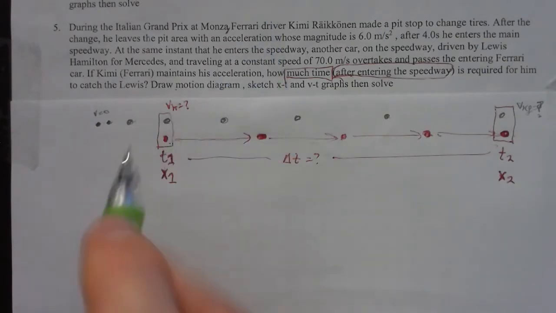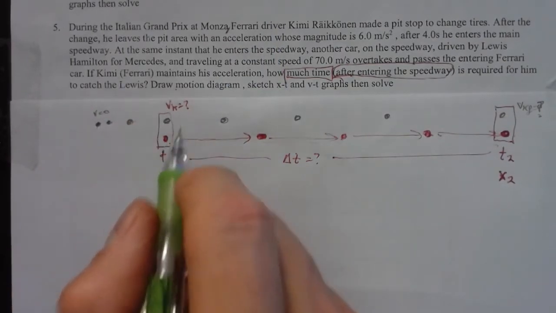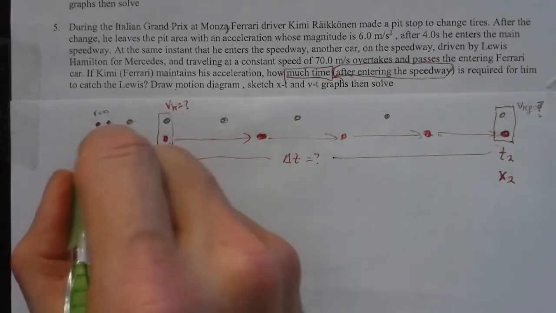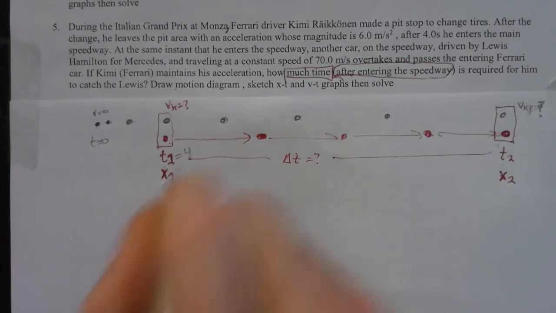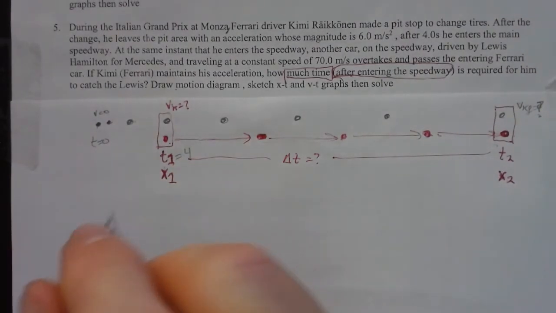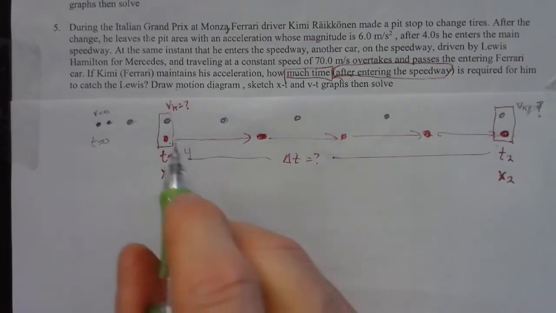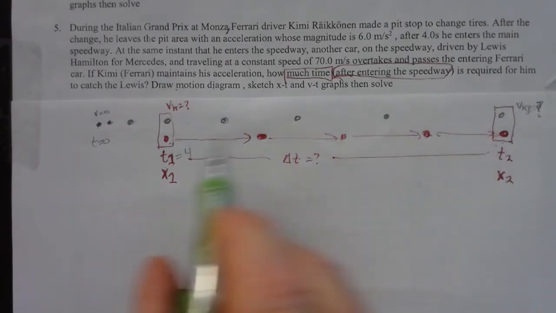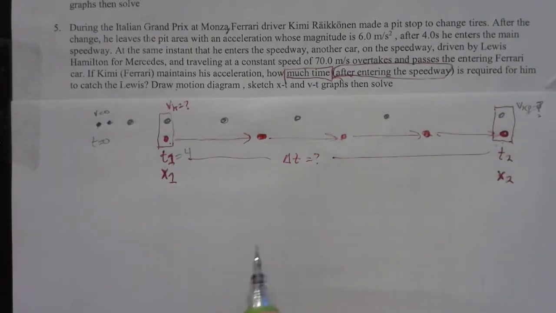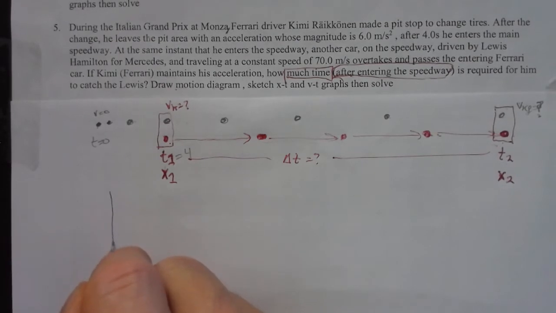So does this make sense? Here, Kimi starts at rest and increases. If this time equals 0, this time equals 4. So at 4 seconds, they meet. And then sometime later, they meet again. Kimi accelerates, Lewis moves steadily. How will this look on a position graph?